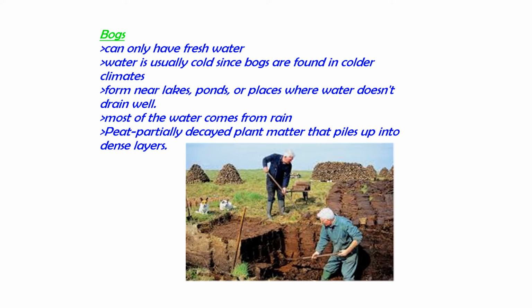or any other place where water can't drain very easily through the soil, because most of the water in bogs comes from precipitation, or what we call rain. Now, there's an interesting feature about bogs, and it's called peat. As the leaves and debris pack down in this wet, soggy land, and the decayed matter starts building up, it piles up into these dense layers.